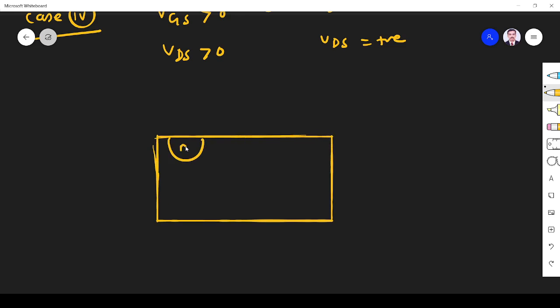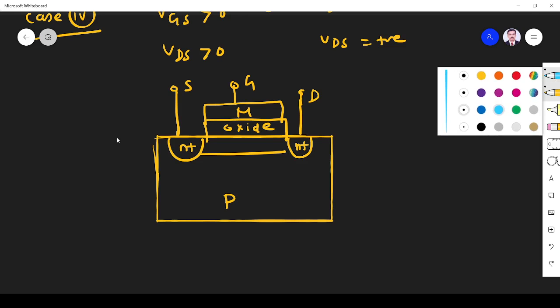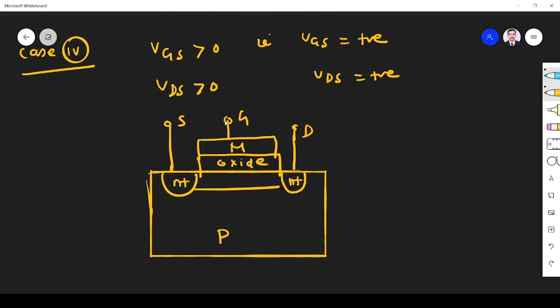Here you see N plus, P channel, oxide, metal, source, drain, gate. Here we are applying VGS positive. VGS positive means positive charge carriers accumulate at the gate. So they will induce negative charge carriers in the opposite direction. The channel is already made up of negative charge carriers.